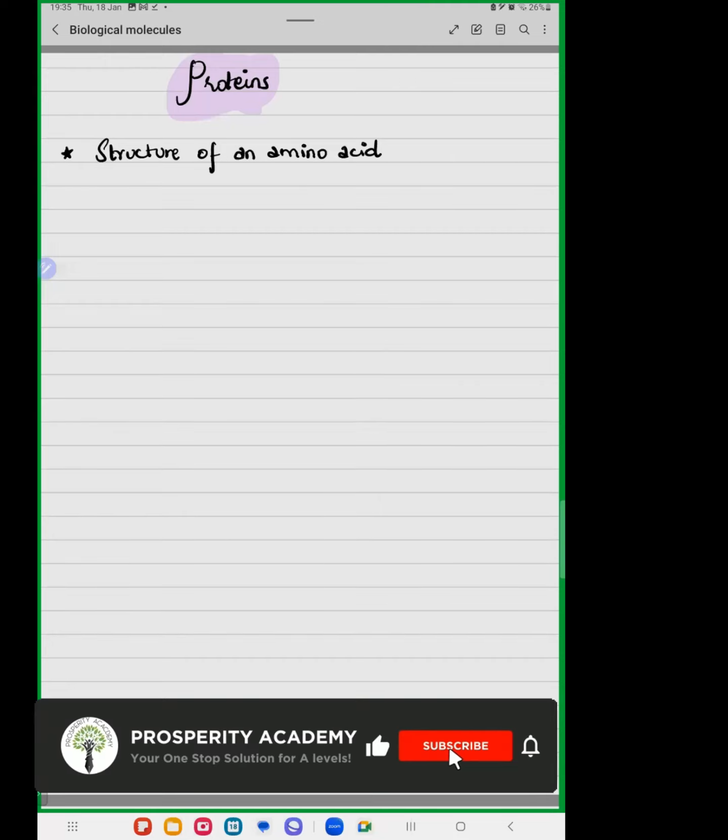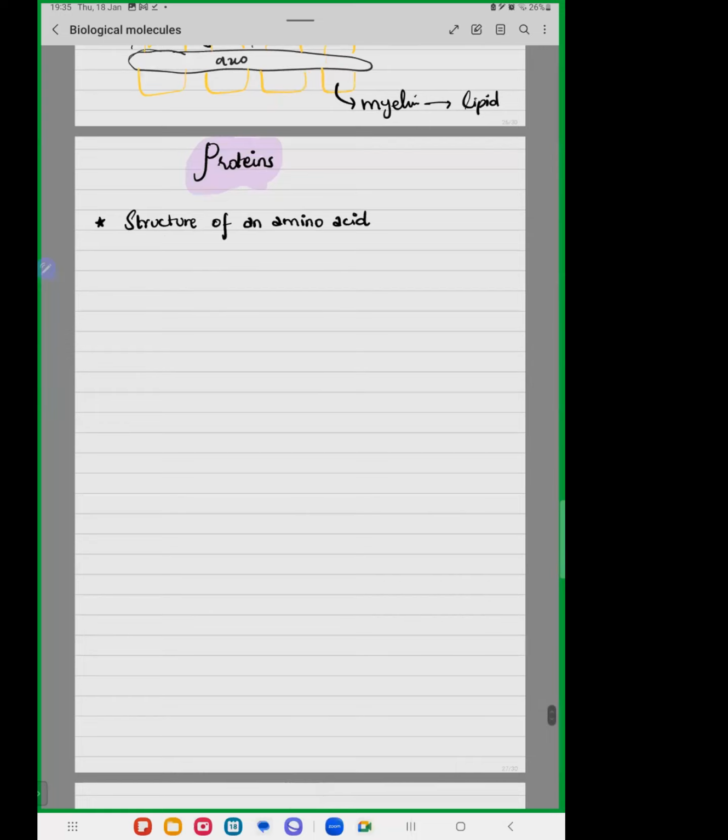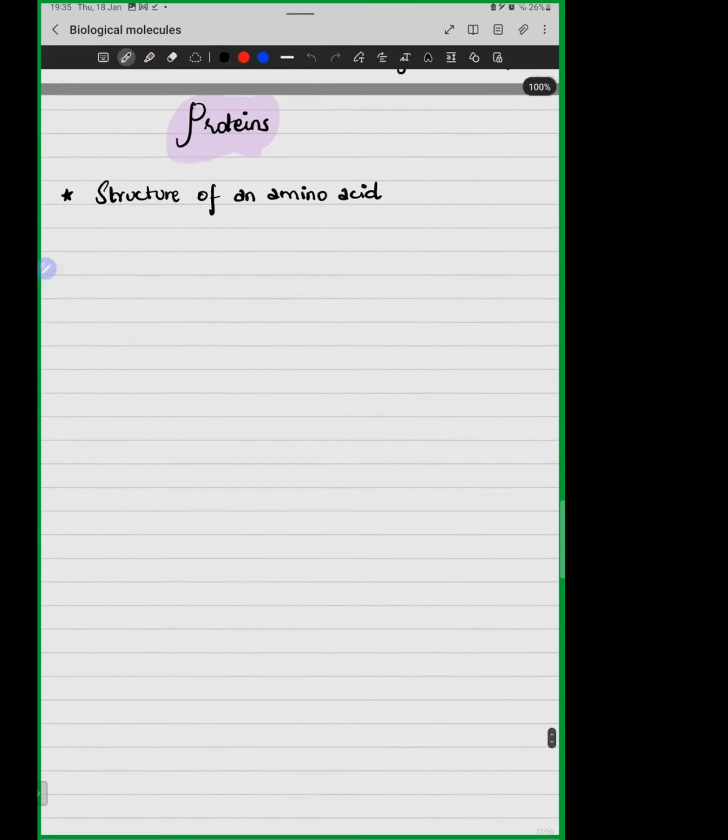Everyone. So yesterday we completed the chapter, the subtopic, and now we will move forward with our next biological molecule, which is basically proteins. So proteins, we know that they are made up of amino acids. So let's look at the basic structure of an amino acid, what basically is present in an amino acid.